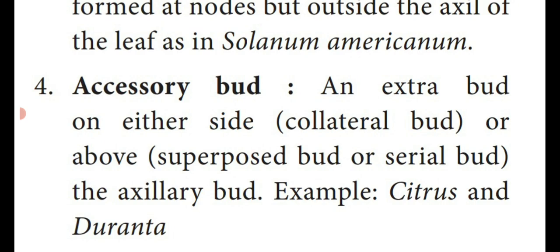The next one, accessory bud. So accessory buds are said to be extra buds on either side or above the axillary bud. That means it is an extra bud which is produced on either side or above the axillary bud. That is known as accessory bud. Example, citrus and duranta.